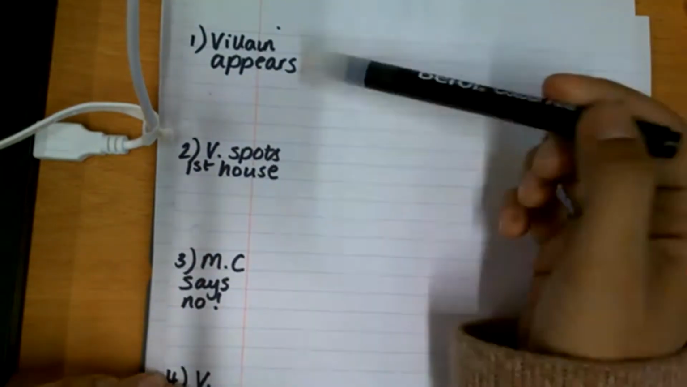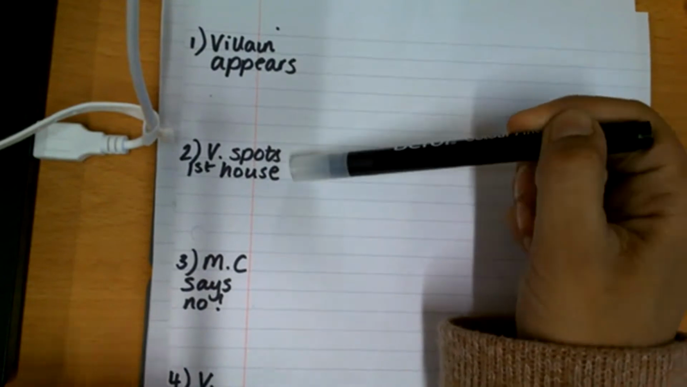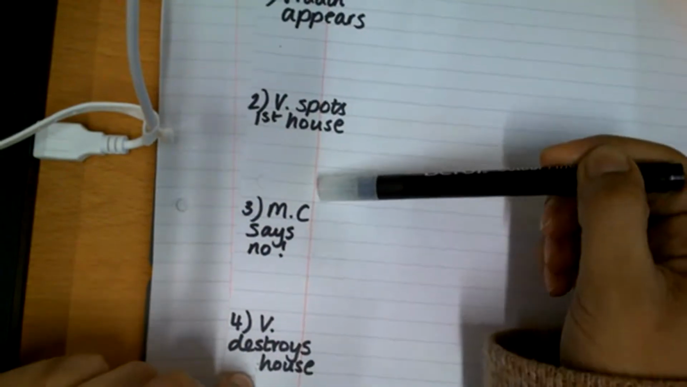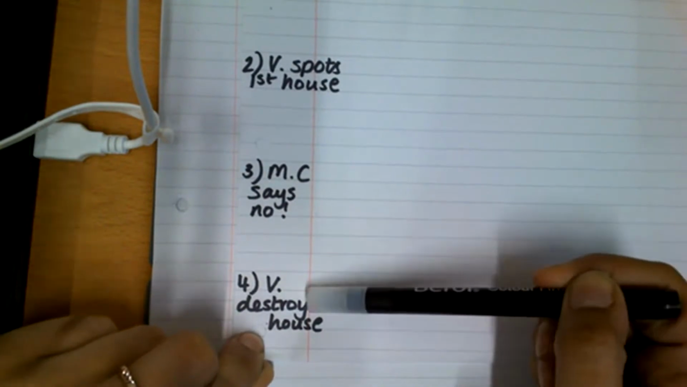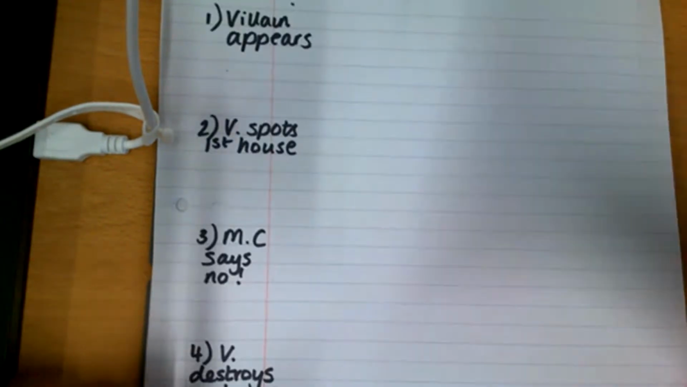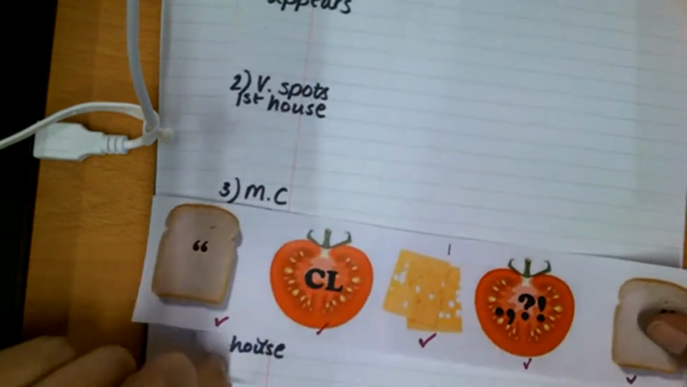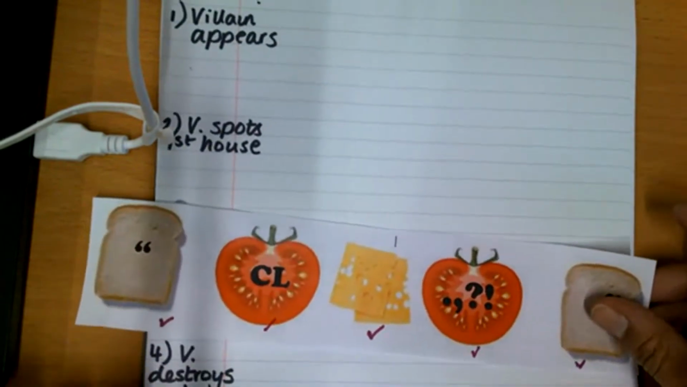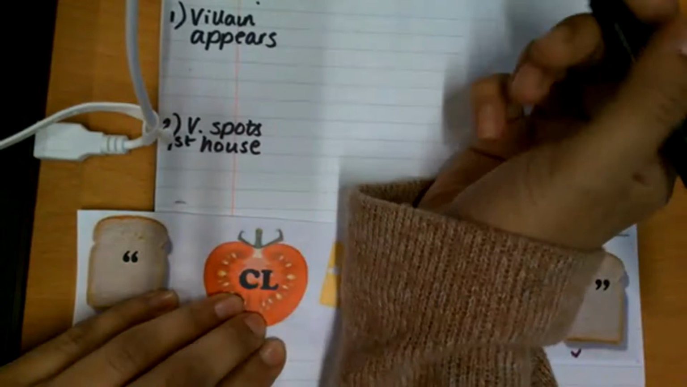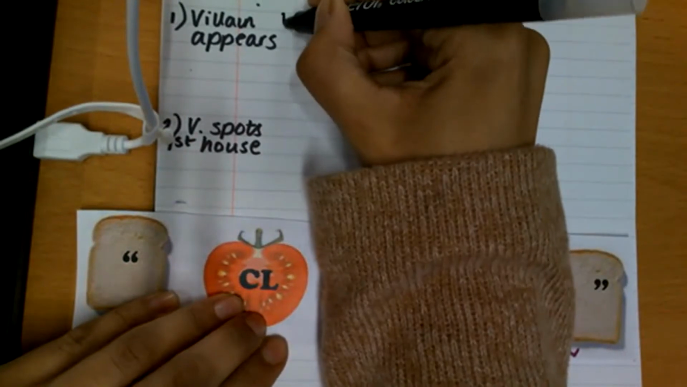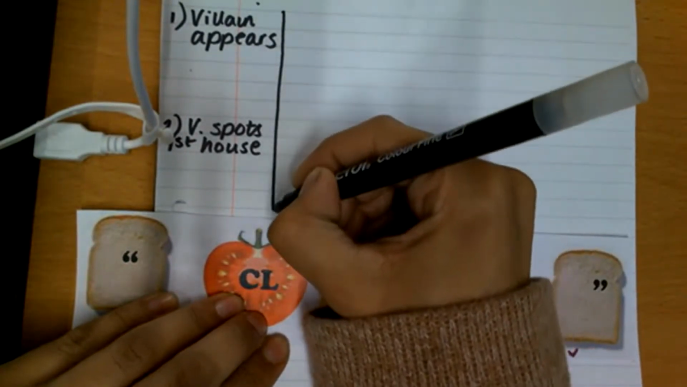Okay, let's get that. So you can see I have my four sections. The villain appears, the villain spots the first house, the main character says, "No, you can't come in," and the villain destroys the house. So just as a guide, I'm going to keep my speech sandwich there. So I need to write about the villain appearing. So let's have a think. I might just do a little line here so I know not to write beyond that.